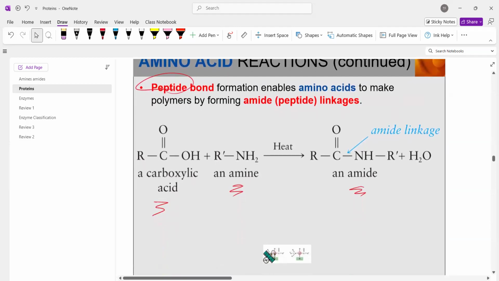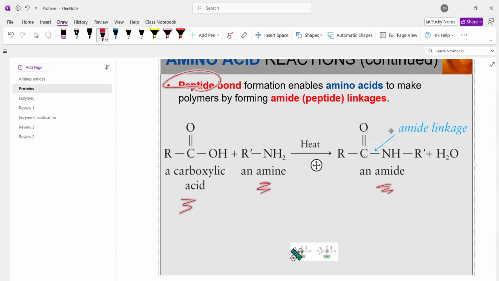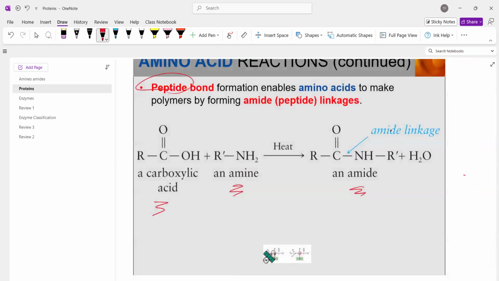Okay, so we've talked about amino acids. Now, when we have amino acid and amino acid together, we can form an amide linkage. And they call those peptide linkages. And that's how a protein or polypeptide is formed, by linking up amino acids via an amide linkage.